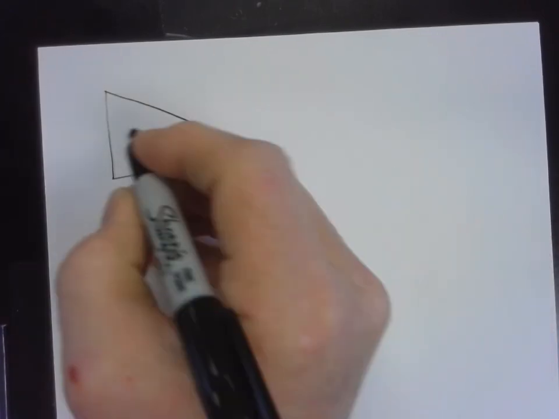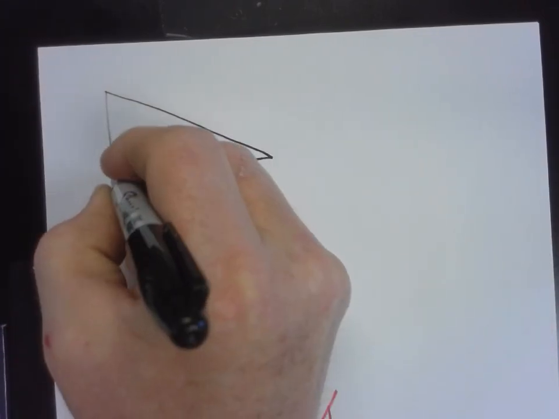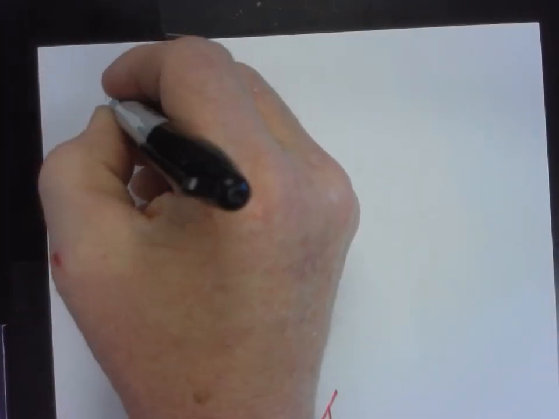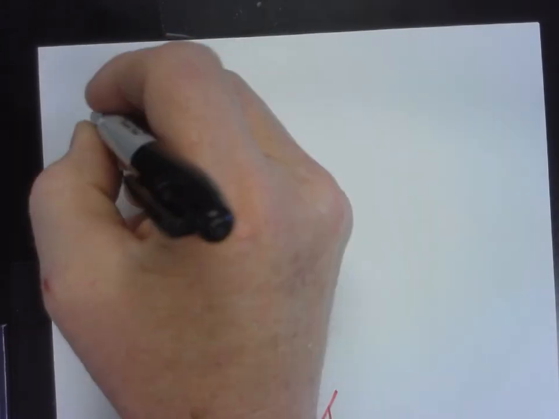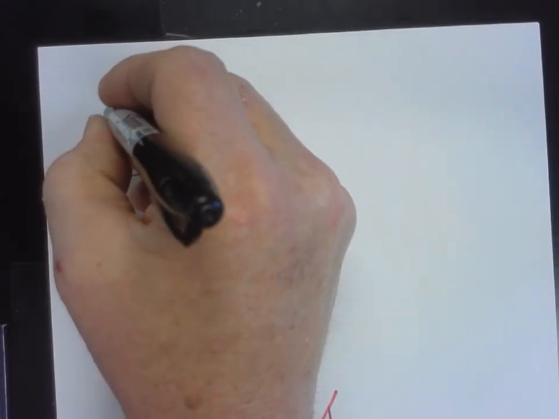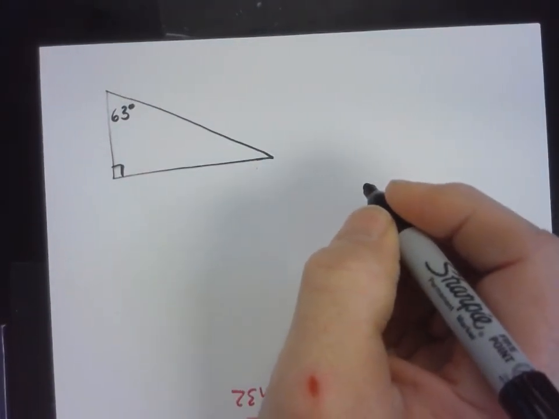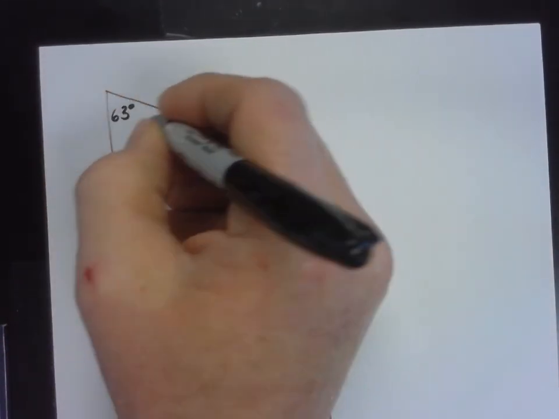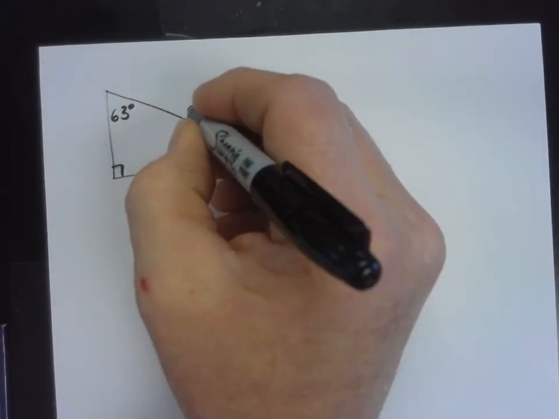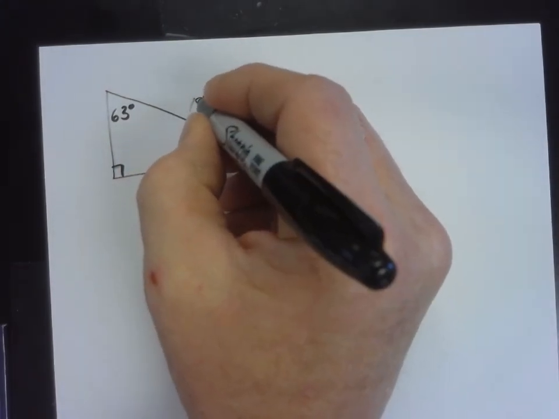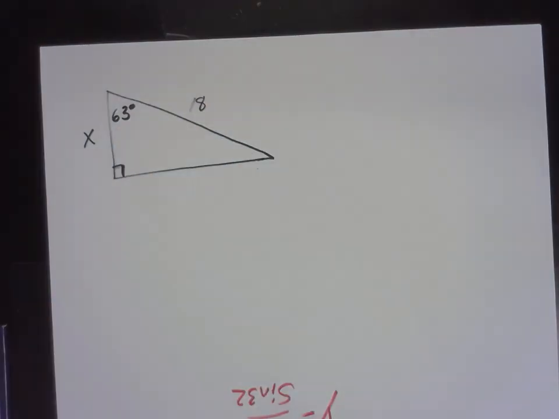Yep, right triangle trigonometry, that's correct. Okay, so this time I've got this angle up here, 63 degrees. And let's see, I know the hypotenuse is 18, but I want to know this side.